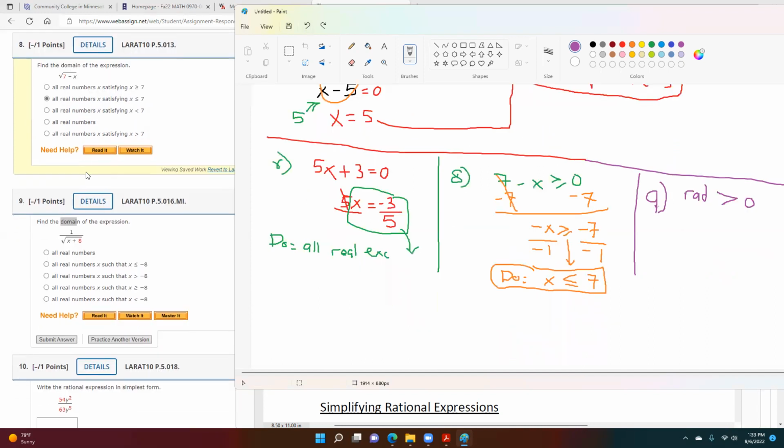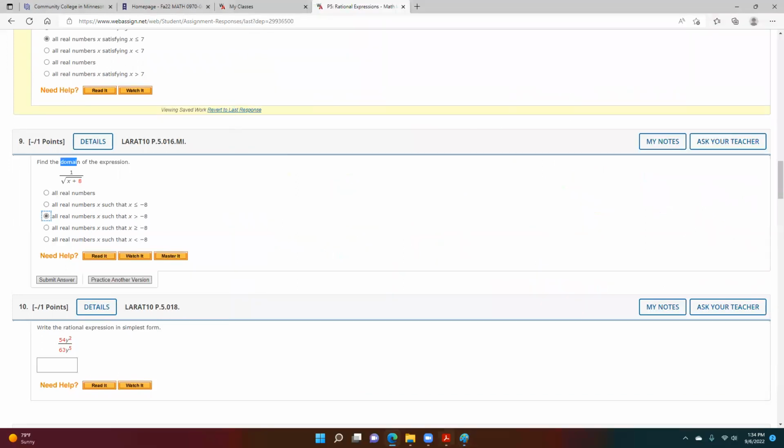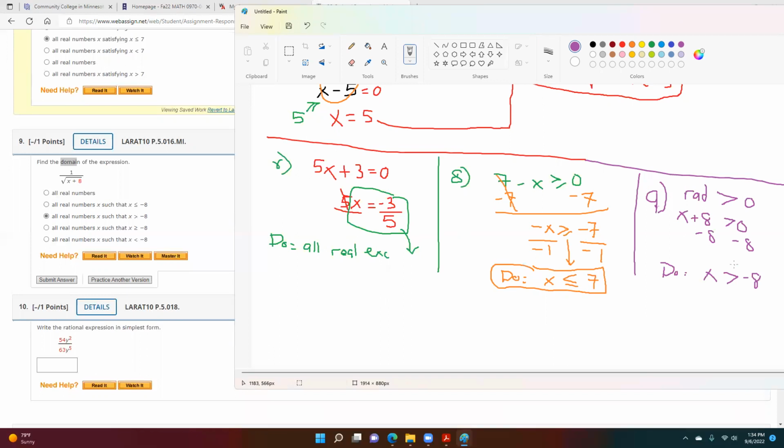So the radicand in this case is x plus 8. You just take the radicand, which is x plus 8, and make it greater than 0. Again, we subtract 8. So you find out that x in this case is greater than -8. So this is your domain in this case, which is x is greater than -8. That will be C in this case. So this is how we do this question.